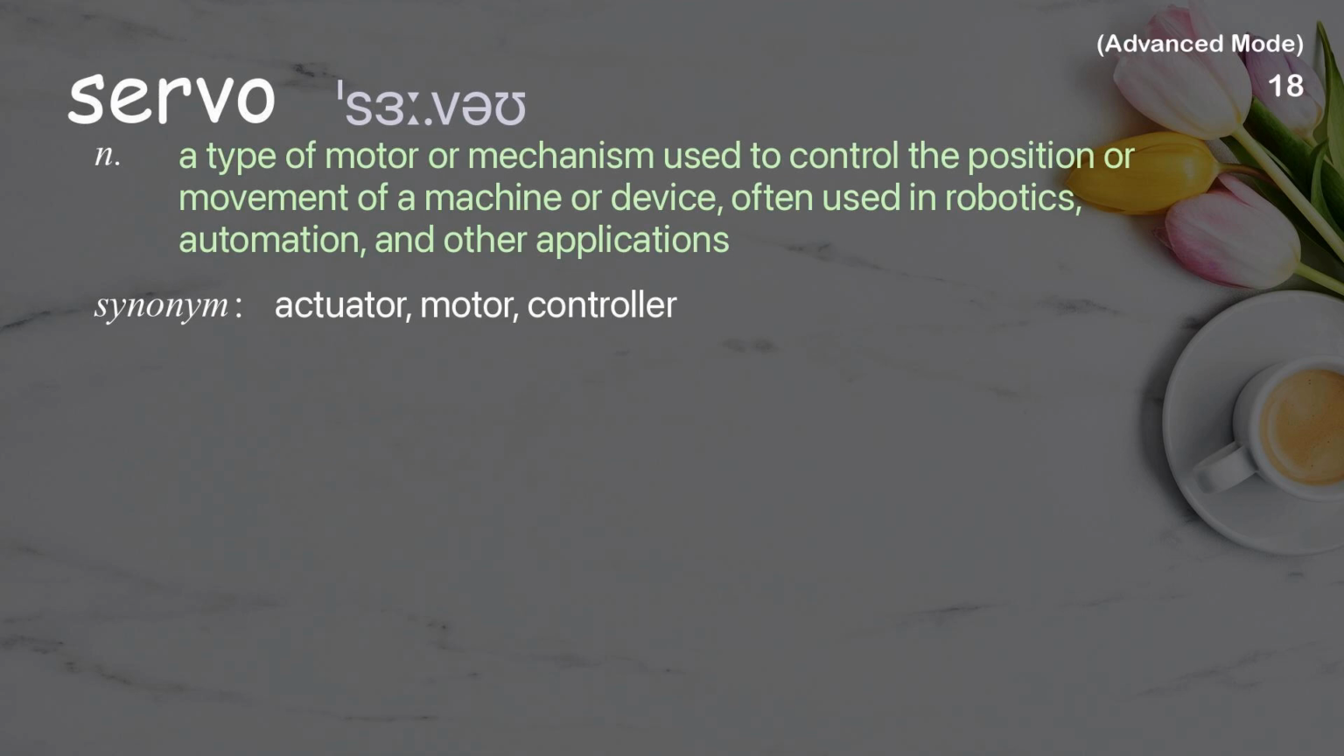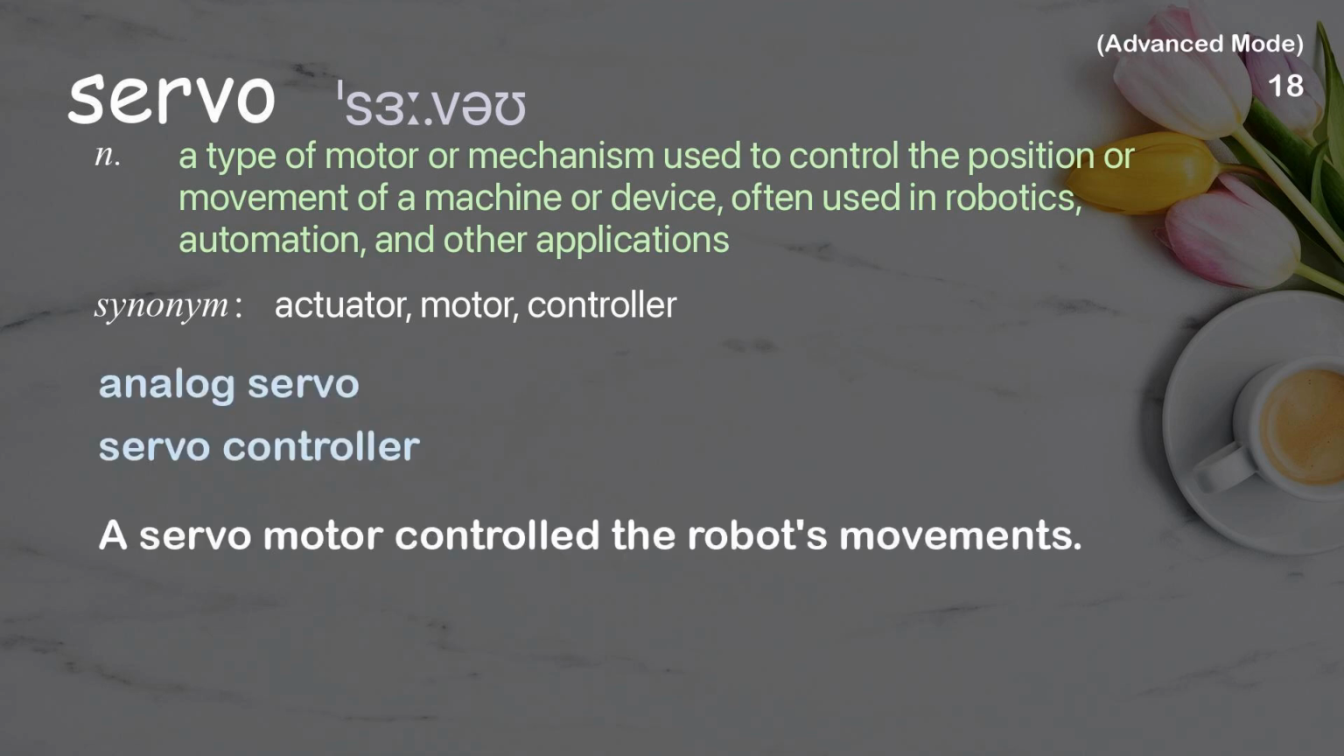Servo. A type of motor or mechanism used to control the position or movement of a machine or device, often used in robotics, automation, and other applications. Examples: Analog servo. Servo controller. A servo motor controlled the robot's movements.